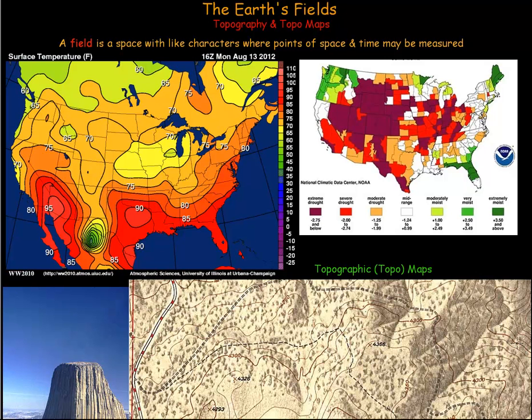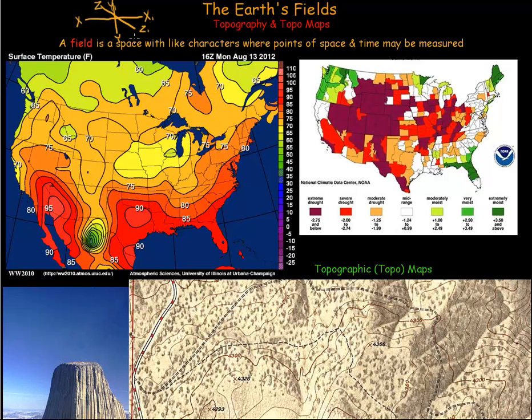Okay, what I'm going to do today is talk about earth fields in reference to topographic or topo maps. A field is defined physically as space. Again, drawing in black, you can have an x-axis, you can have a y-axis, and you can also have a z-axis.